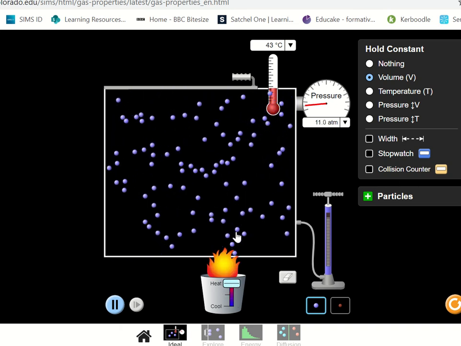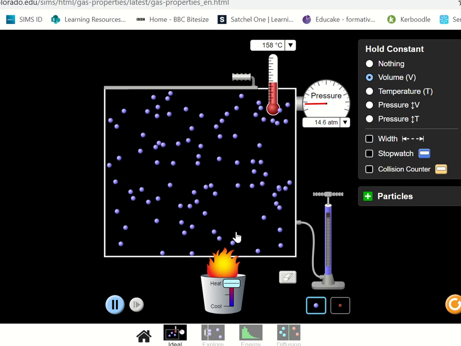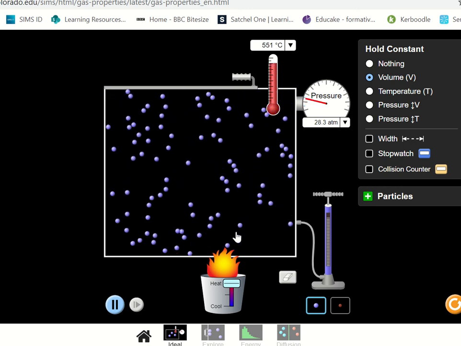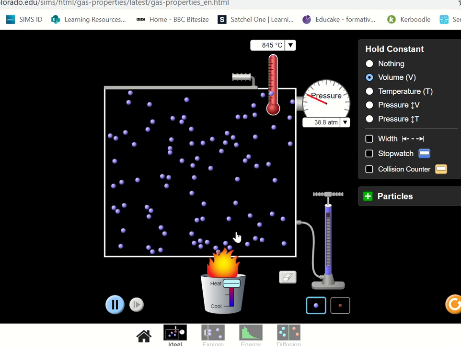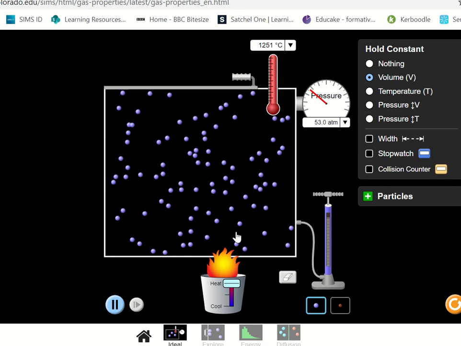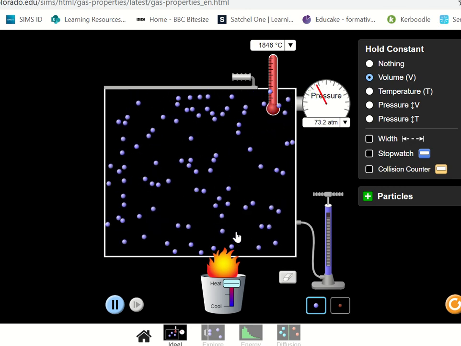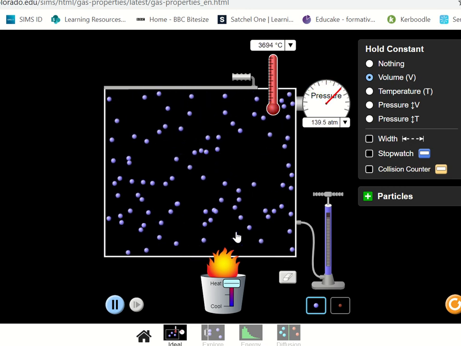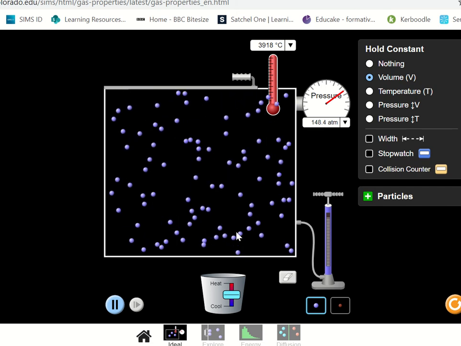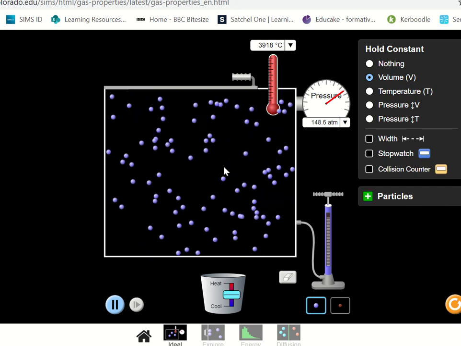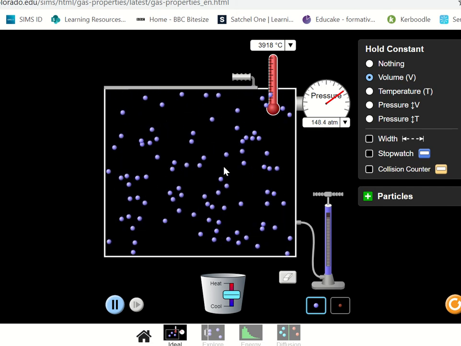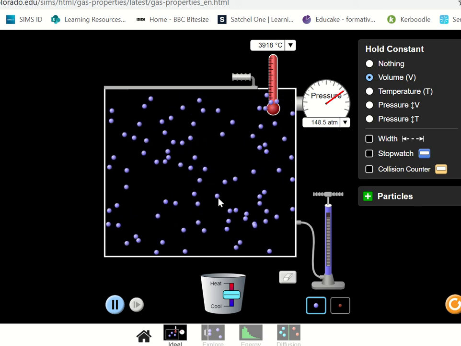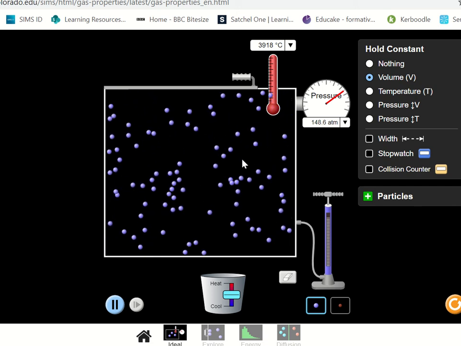Okay, we'll just see if your prediction is actually working. I'm heating this up now. Hopefully we'll start to see a difference in the behaviour of the particles. Very, very hot here, 3000 degrees centigrade. So hopefully you can just about see that these particles are now moving much, much faster. Remember that back to the last video, if you heat up a substance, some matter, the particles gain more energy. They start to move more.